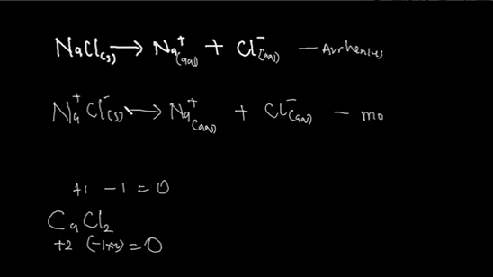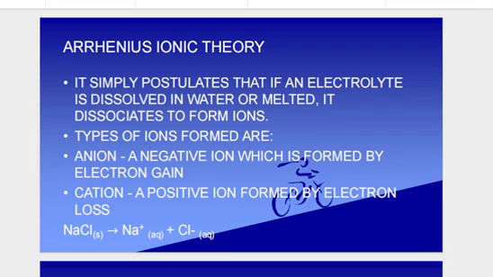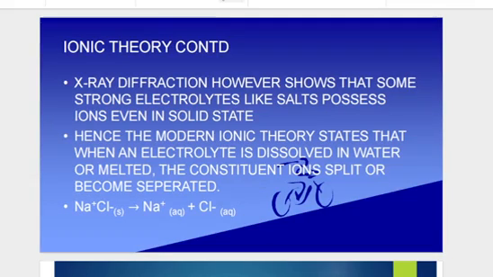Are you guys following what I'm saying? Yes, sir. Okay, very good. So with that said, simply write down the modified theory. It's practically the same thing, but just put it down for the sake of knowledge. Now, X-ray diffraction shows that some strong electrolyte salts possess ions even in solid states. Hence, the modern theory is now saying that when you dissolve it, the ions are not formed. They just split or they become separated. I hope it's clear.